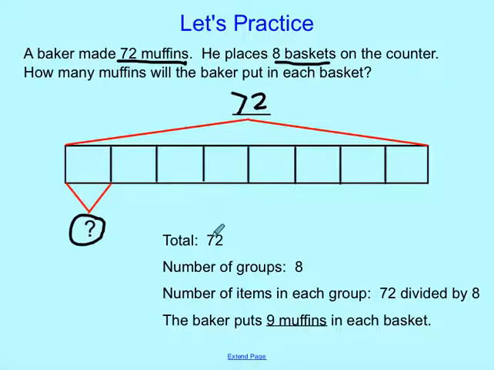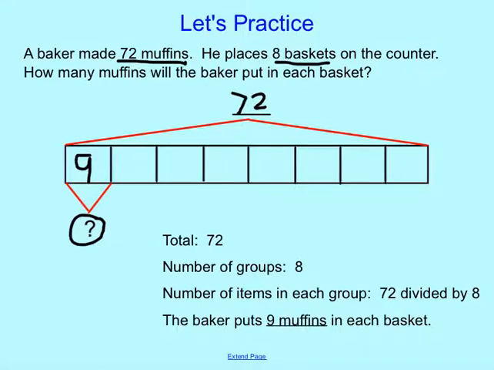We take our total, which is 72, and we divide it by 8. If you divide 72 divided by 8, the answer is 9. Therefore, the baker puts 9 muffins in each basket.